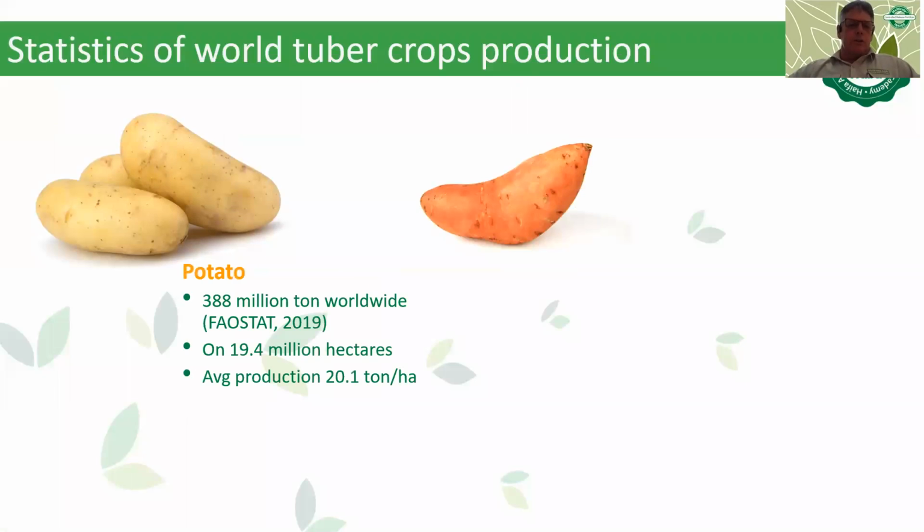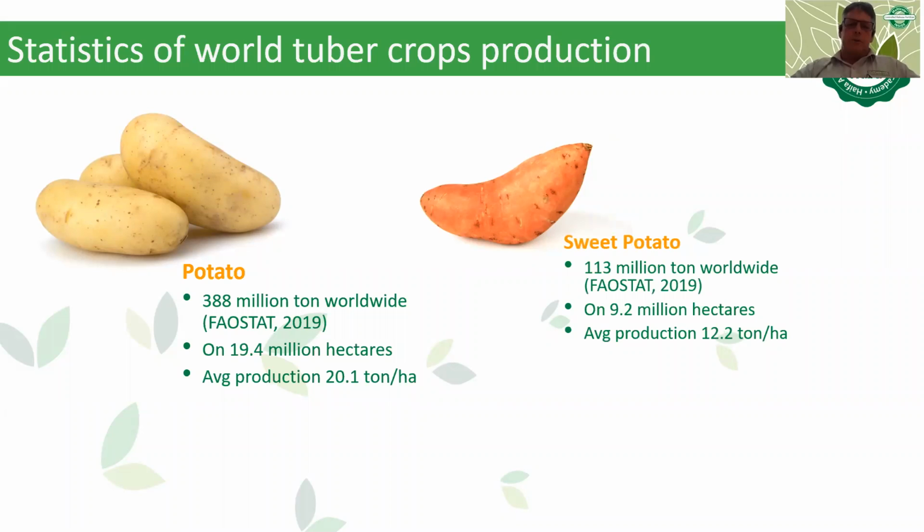If we look at just potato, there's 388 million tons worldwide that is produced according to FAO on 19.4 million hectares that they estimate, which gives you an average production around the world of 20.1 tons per hectare. If we look at sweet potato, which is another tuber crop, we're looking at 113 million tons worldwide on 9.2 million hectares, which gives you basically 12.2 tons a hectare as an average production.